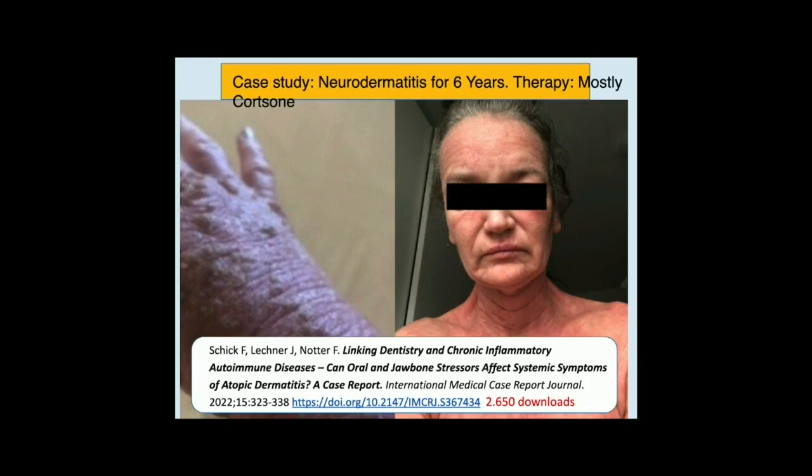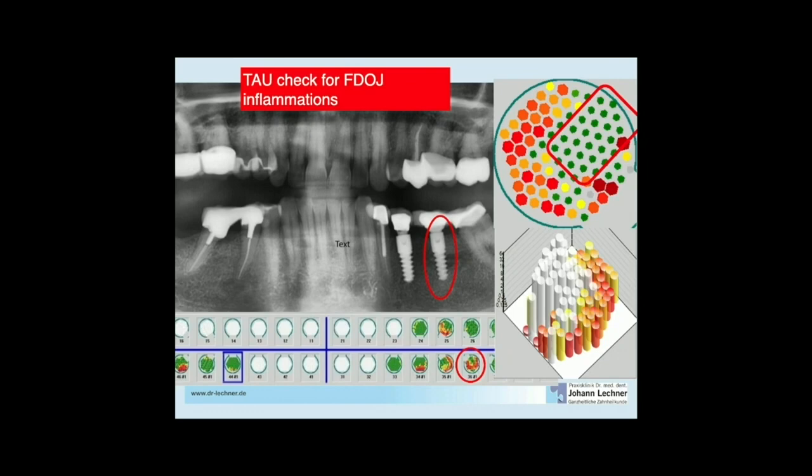This was 6 weeks ago. And up to now, we have 2,650 downloads of this publication of this research. So this lady came to us. What did we do? We make an X-ray, of course, and we check this X-ray, this OPG, by our cavitao ultrasound scans for chronic inflammation.